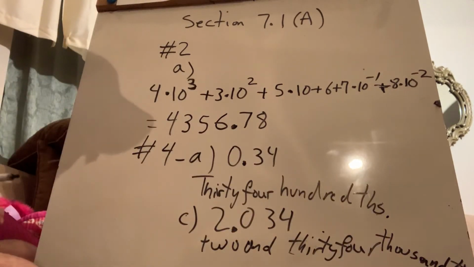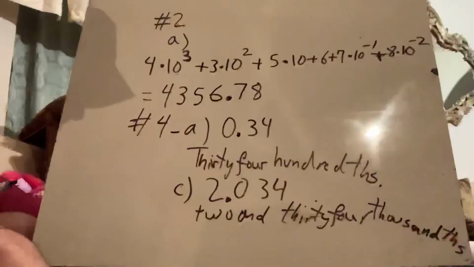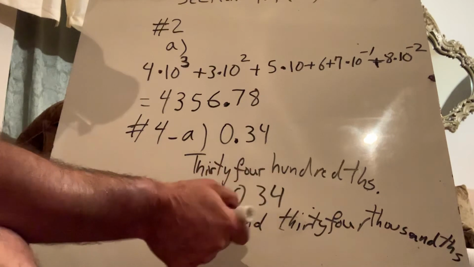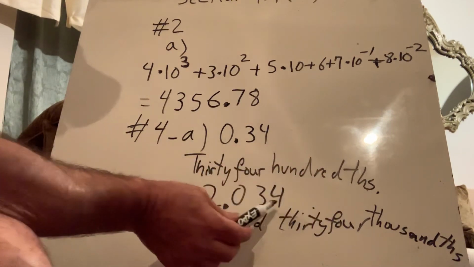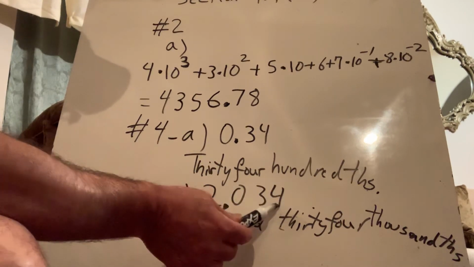Let me move my camera a little bit. So 2.034 in words will be 2 and 34 thousandths. Again, why thousandths? Because the last digit sits in the thousandths place. Remember, it's the 10th place, 100th place, 1000th place.